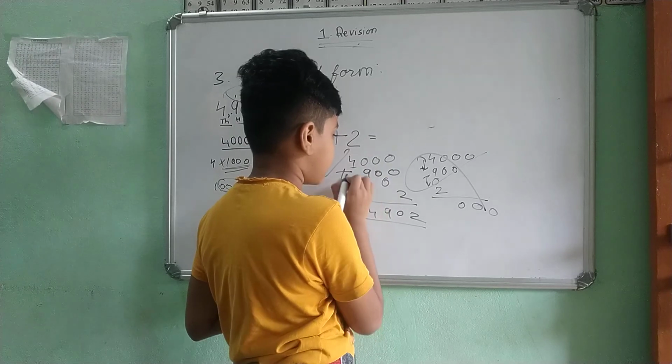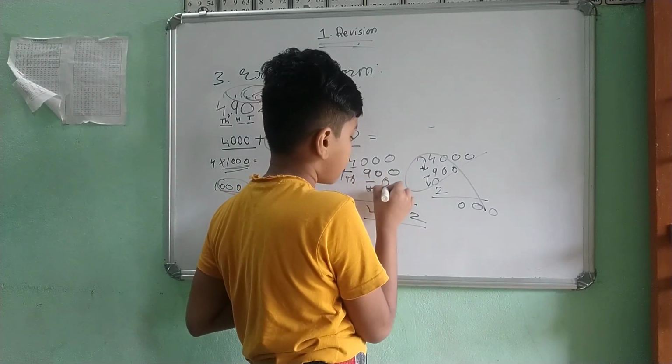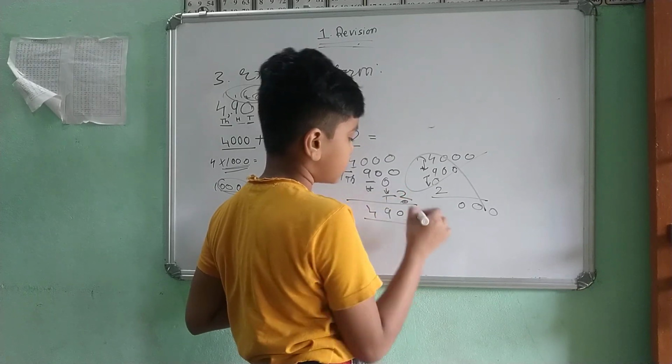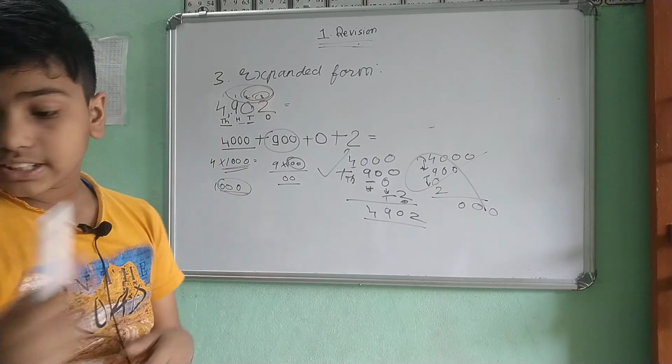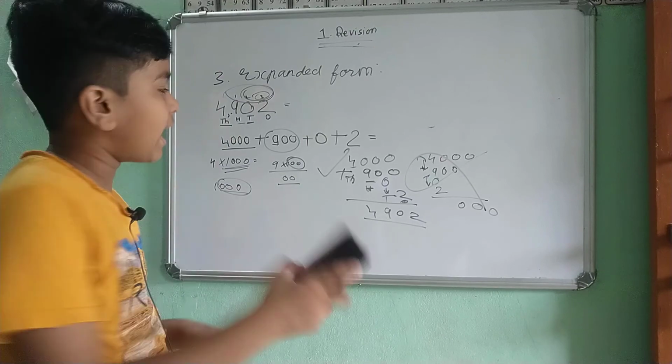4 in which place? 1000 place, so we will write it in the 1000 group. 9 in which place? 100 group. 0 in which place? In tens and ones. So like this you note it. Okay, this is the expanded form of a number.